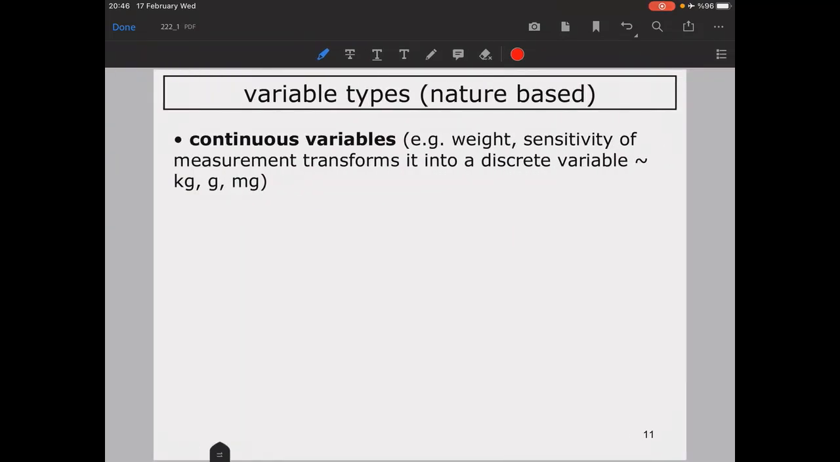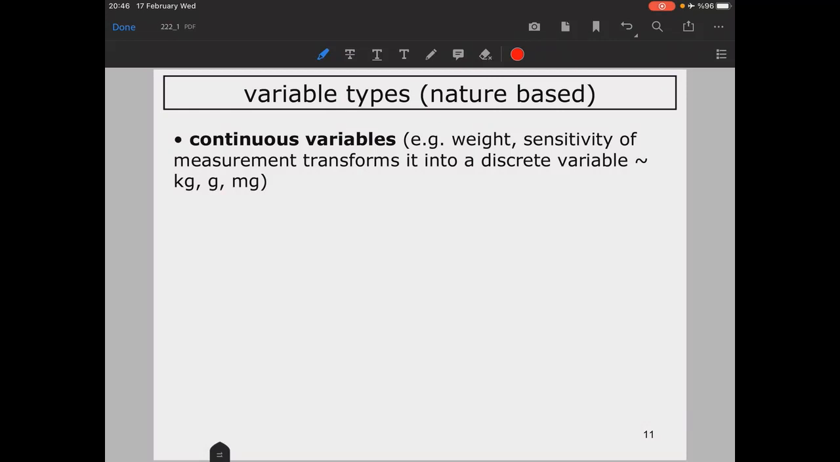So now let's take a look at variable types based on their nature this time, okay? Variable types can be categorized based on their nature as well. There are continuous variables, for example, weight or height. Can you say that my weight is exactly this real number, or my height is exactly this much? No, it's not possible.